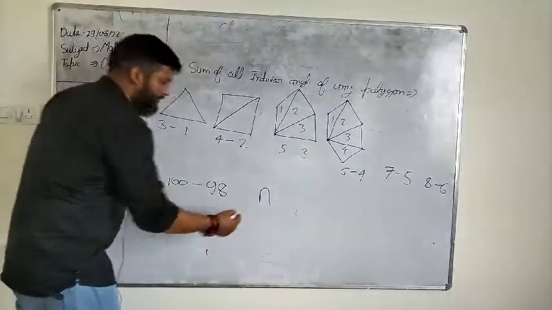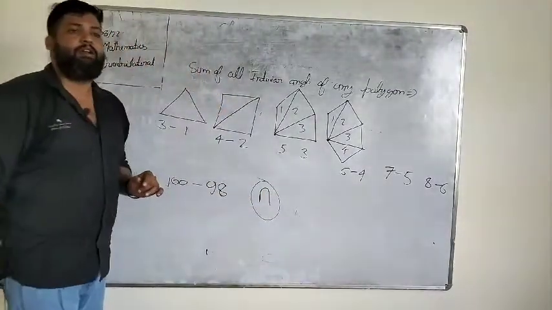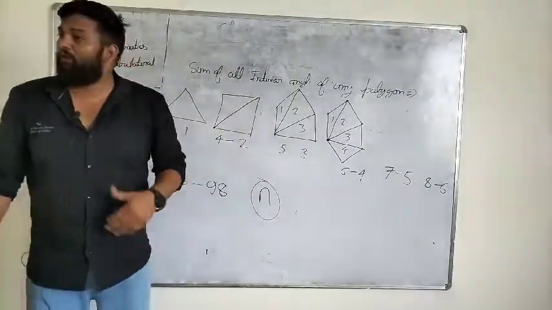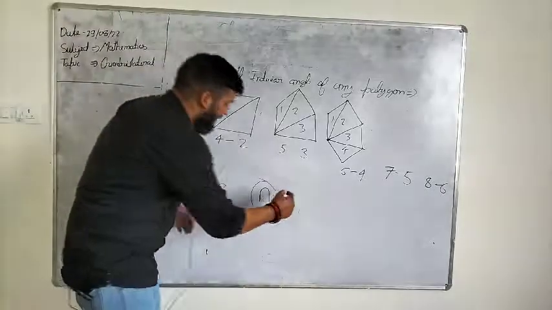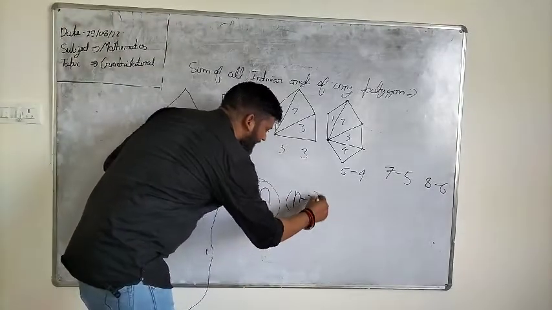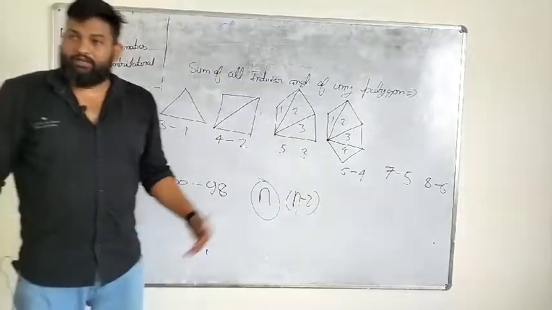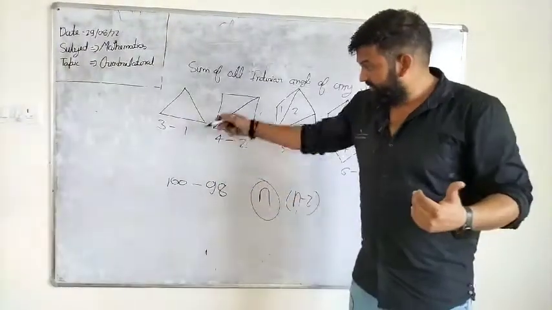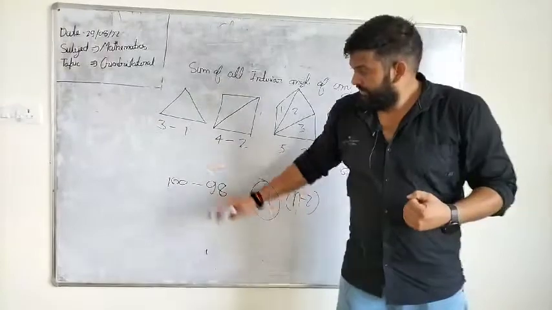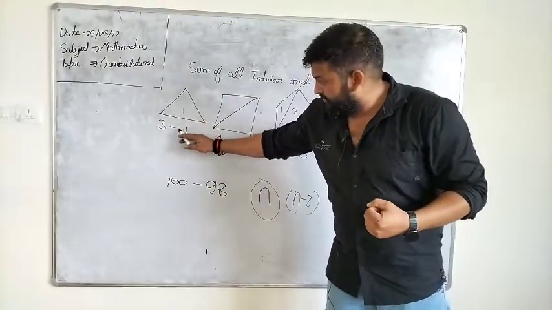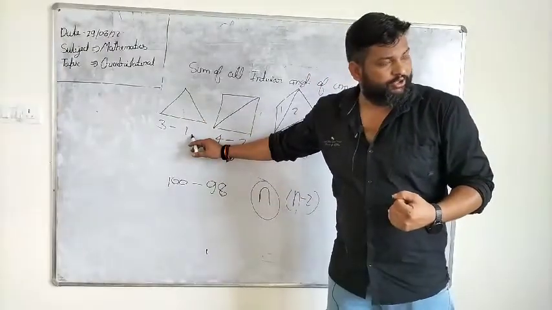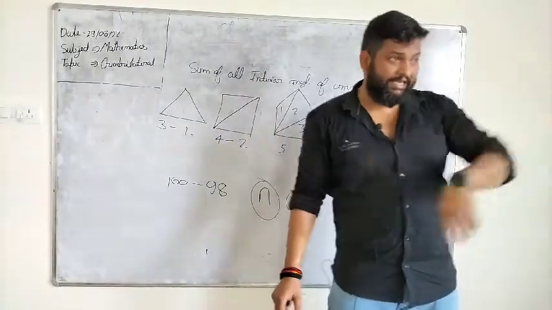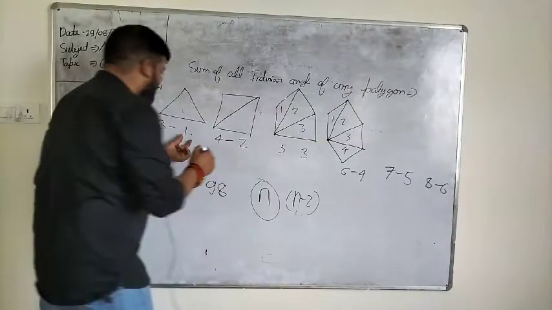So if I ask you, when the number of sides is n, what is the number of triangles? n minus 2. Now the most important part of this invention: when the number of sides is 3, what is the number of triangles? 1. So if I have to find the sum of all interior angles, we multiply the number of triangles by 180.